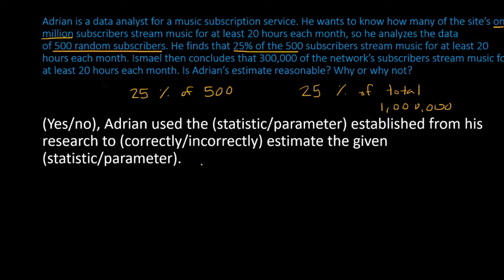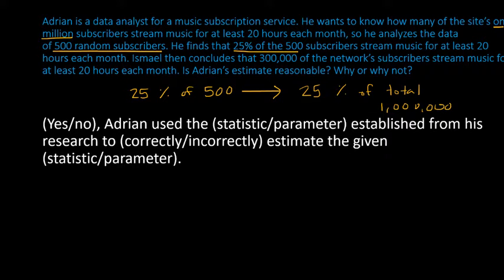So this is all he did. He took a sample of 500 people from the population of 1 million. He figured out how many of them were doing a certain behavior. It turned out to be 25%. So then he made a reasonable guess that if 25% of those random people were doing it, then probably 25% of everyone is doing it.